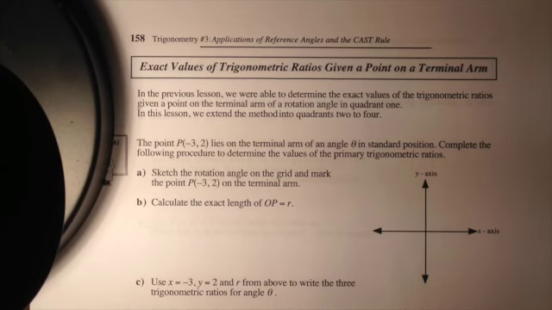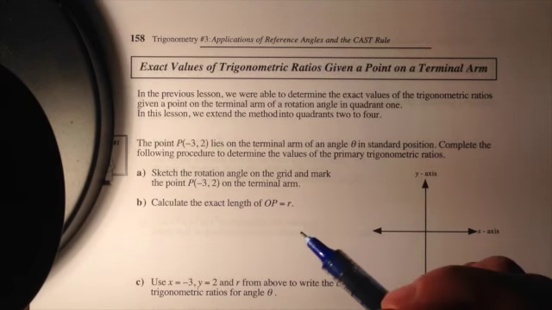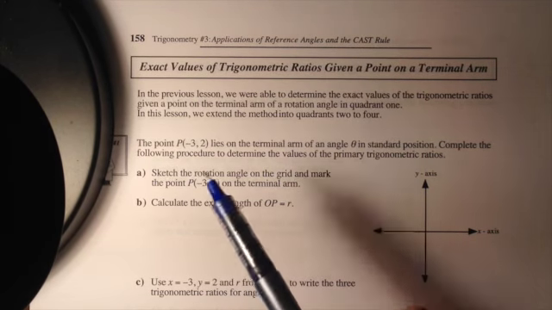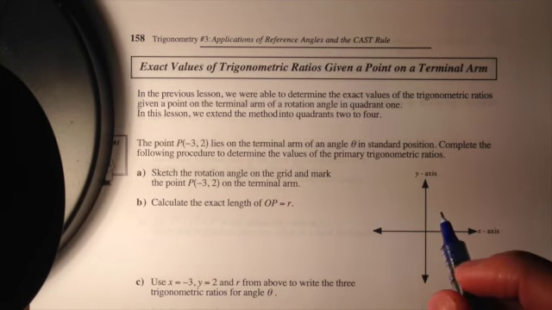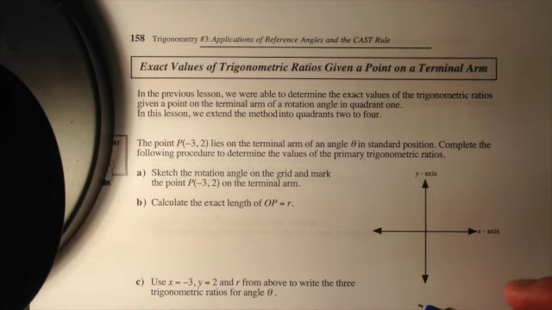In the previous lesson, we were able to determine the exact values of the trig ratios, given a point on the terminal arm of a rotation angle in quadrant 1. In this lesson, we extend the method into quadrants 2 to 4. So this question, class example number 1, tells us that the point P(-3, 2) lies on the terminal arm of angle theta in standard position. Complete the following procedure to determine the values of the primary trig ratios.